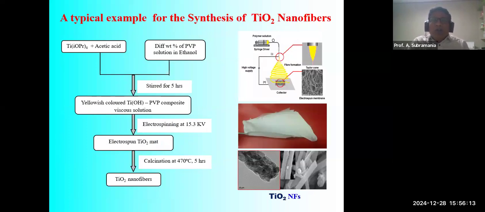Here, a typical synthesis of TiO2 nanofiber is given. By using this electrospinning technique, applying a DC voltage of 15.3 kilovolts, we can get electrospun TiO2 mat-like materials. That mat-like material, by calcination at 470 degrees centigrade for 5 hours, gives the TiO2 nanofibers.